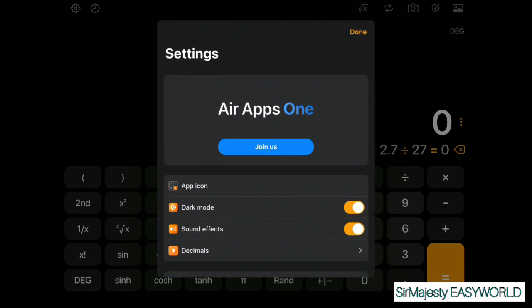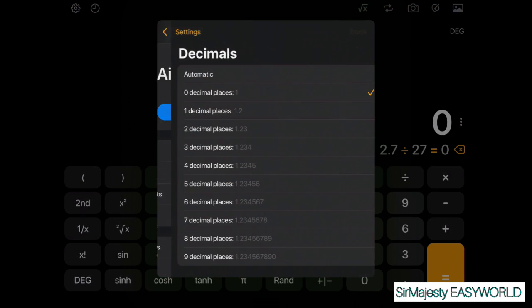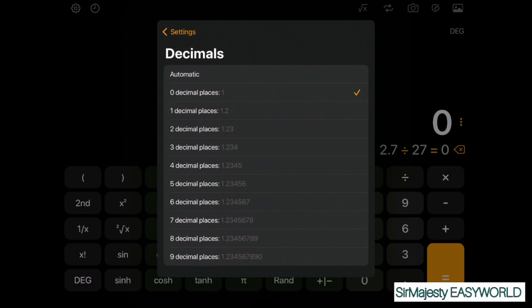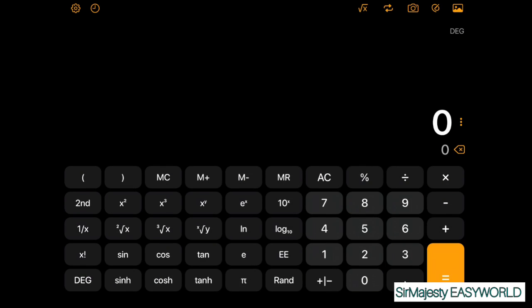Yeah. What do I go to? Oh, it's going to be decimal. You see, it's in 0 decimal places. Let's choose automatic. That will solve the problem for us. Okay, we go again. 2.7 divided by 27 is 0.1. As you can see, this is 0.1.